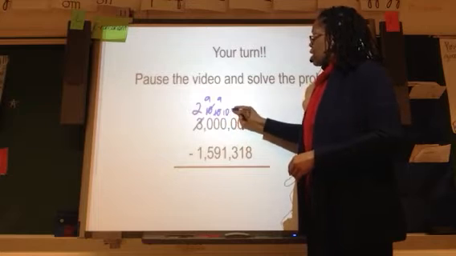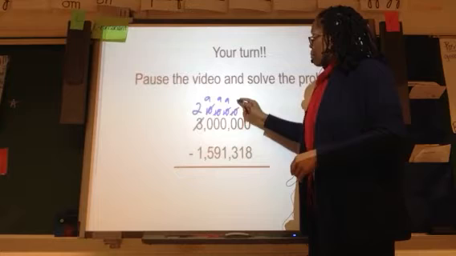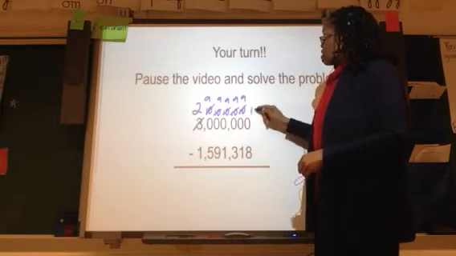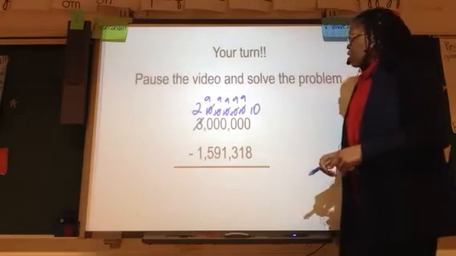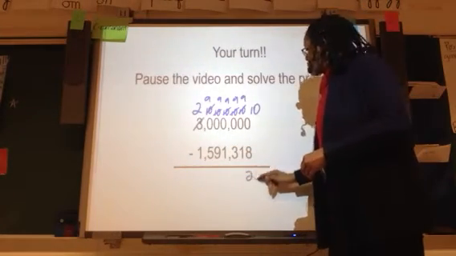This becomes 10. Borrow from that, make it a 9. This becomes 10. So now you have 10 minus 8 is 2.